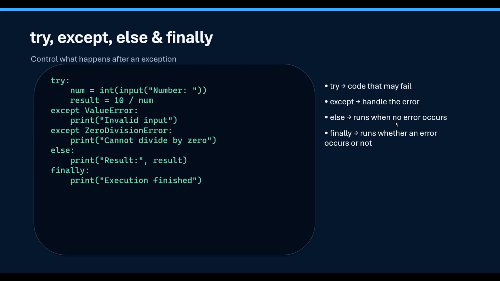And else means it runs when no error occurs. Let's say the code went right and succeeded in output, so that output will be printed, or you can say given in this else. And finally runs whether an error occurs or not. If the error is there, it will also run the finally. If it is not there, then also it runs the finally. So in both cases, finally is going to run. Now let's see in our code.